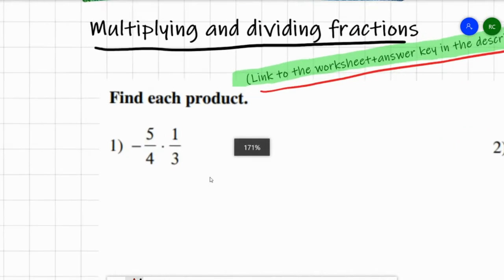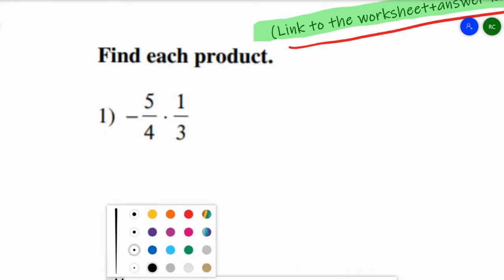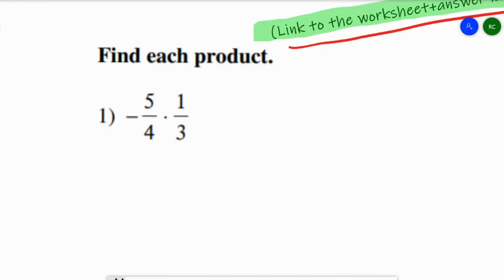So let's take a look at number 1. Sorry, it's a little bit blurry. Not sure what's going on there. So negative 5 over 4 times 1 over 3. Now, one very common question that I get when it comes to negatives is, does the negative go on top or does it go on the bottom? Or does it go in the middle here?